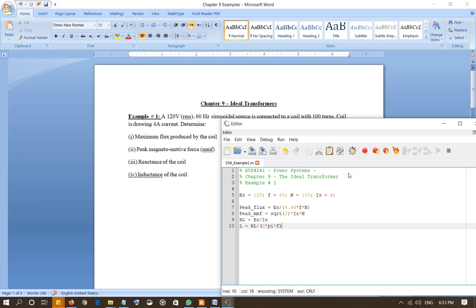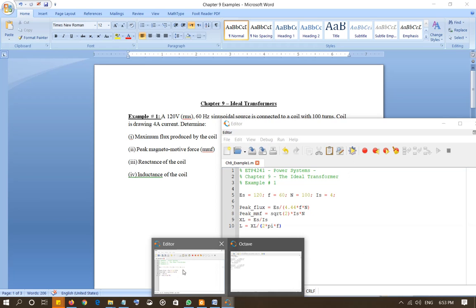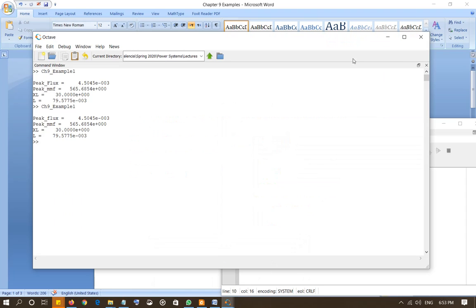Let's go ahead and execute the program and see what the results are. So I have peak flux 4.5045 milliweber, peak MMF 565.68 ampere turns, XL 30, and L 79.57 millihenry. So these are my results.